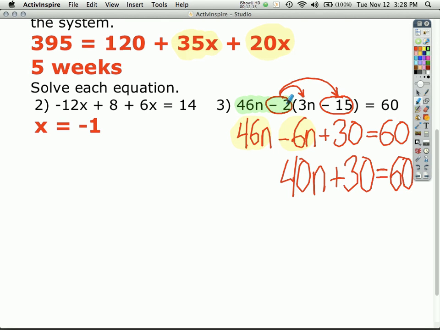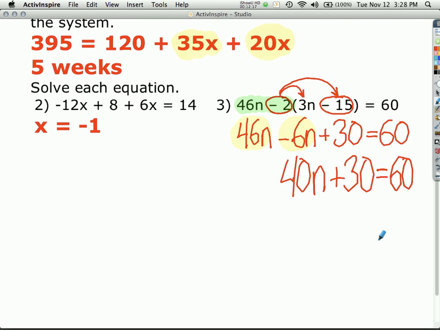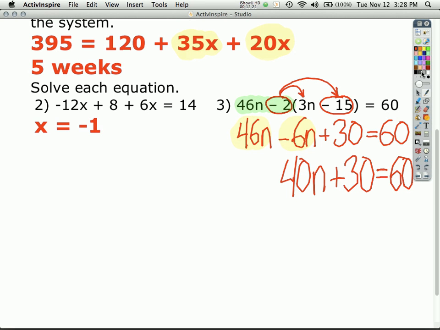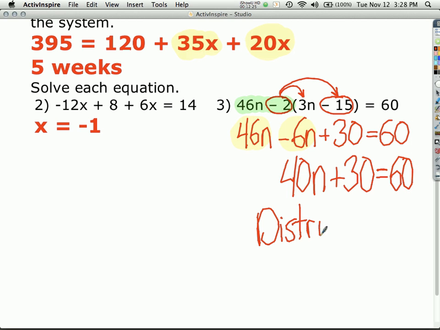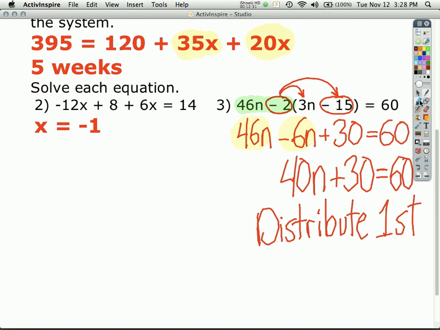This looks very confusing. So here's the rule. You distribute first. Distribute first. You always distribute before doing anything else.